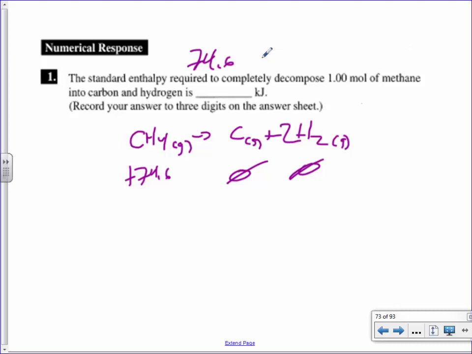Maybe another way of looking at it is this table right here is all about forming things. That question there asks you to decompose something. Is decomposing the opposite of formation? So just find the number for formation and flip the positive negative sign. So rather than negative, it's now positive.